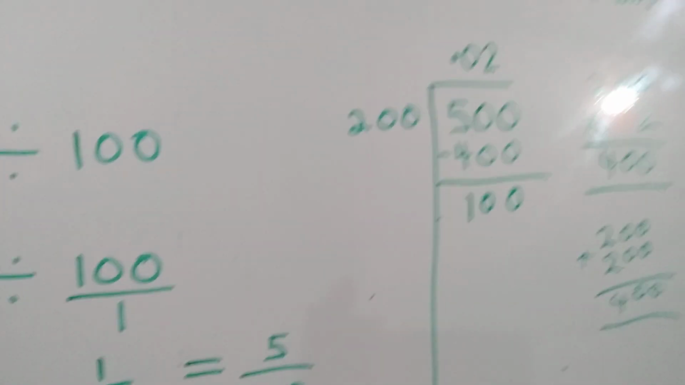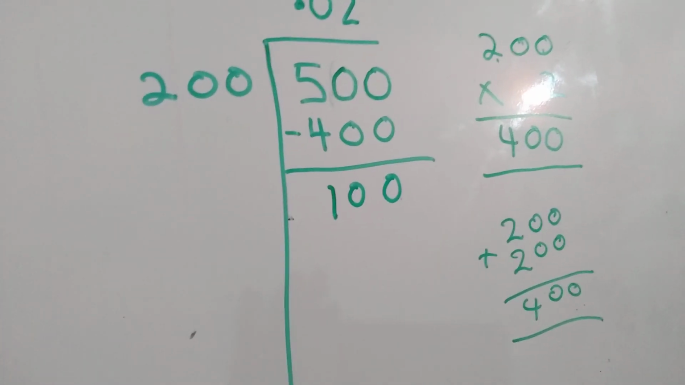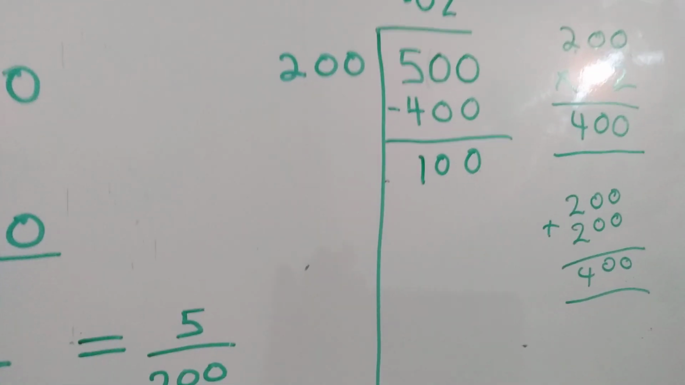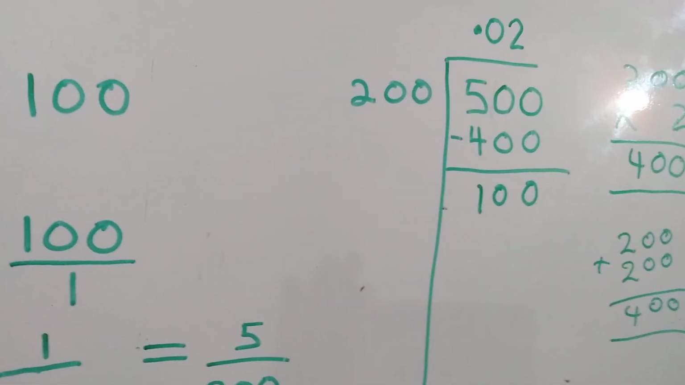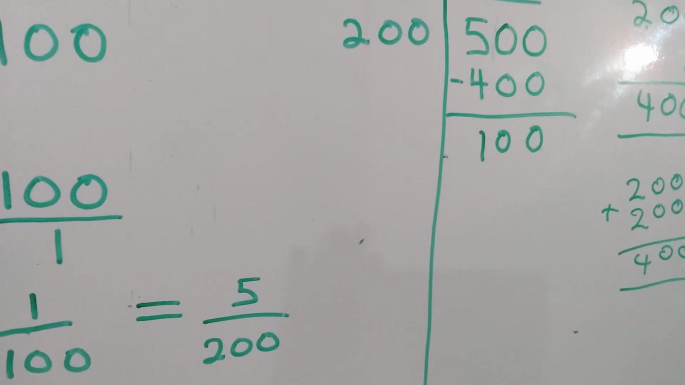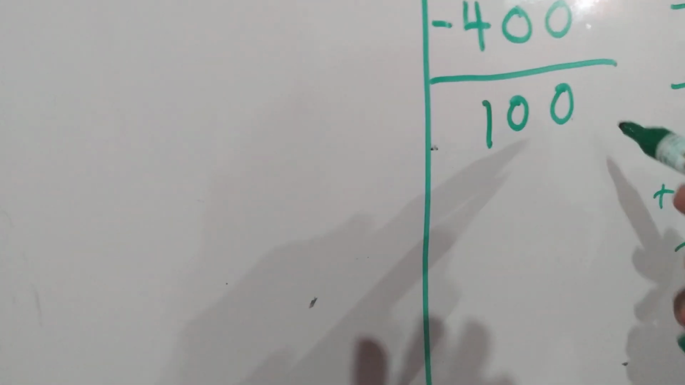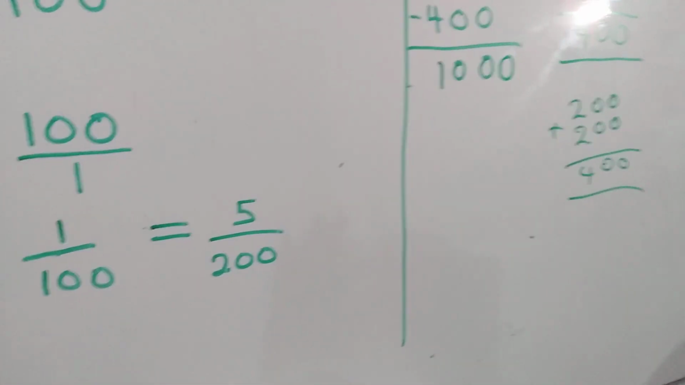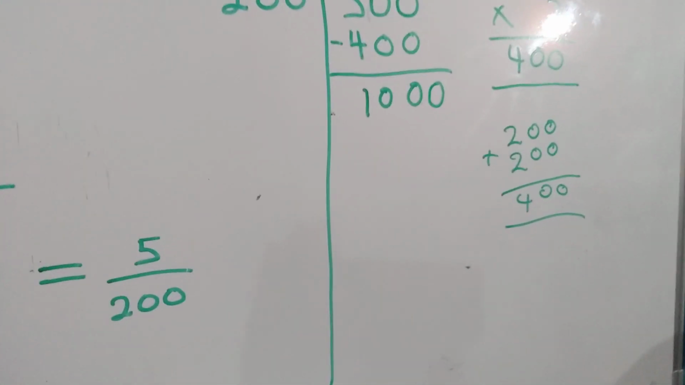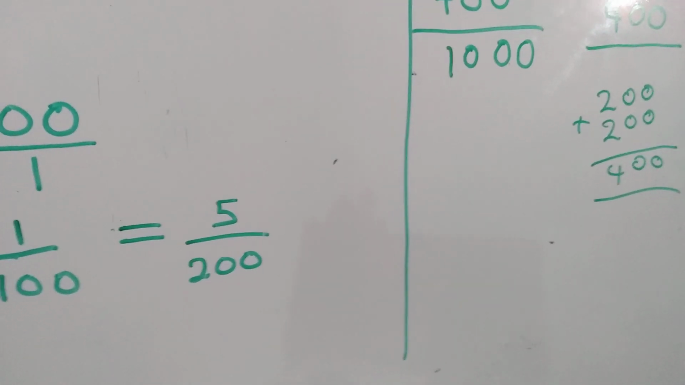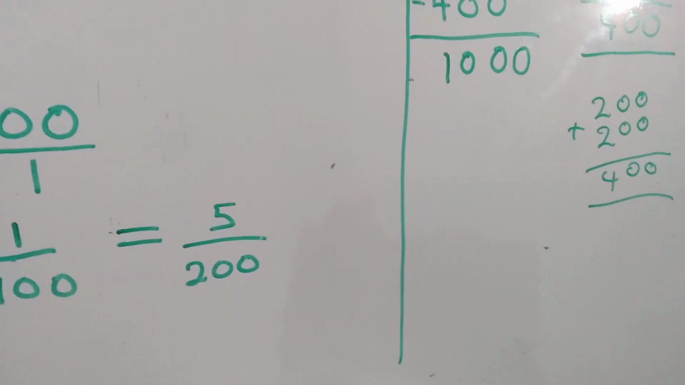So we have a new problem. We have 100 there, and we want to make groups of 200. 100, can we get a group of 200? No. So what do we do? We take our 100 and we add a 0 here. And that 0 means we have broken up our 100 into thousandths. So I'm not just telling you to add a 0. I tell you why we add a 0. It has now become thousandths.